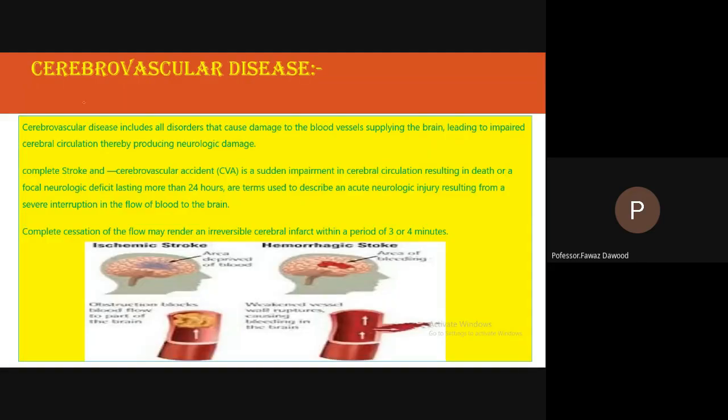نبدأ بالcerebral vascular disease. Cerebral vascular disease is a disorder that causes damage to the small blood vessels which supply the brain. And as a result of the decrease in the blood supply to the brain, the cerebral circulation is going to be affected and neurological damage is going to occur.